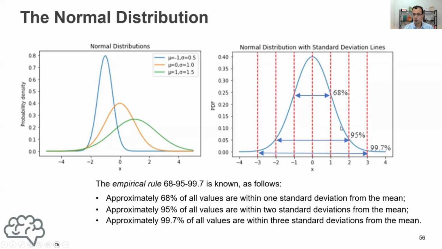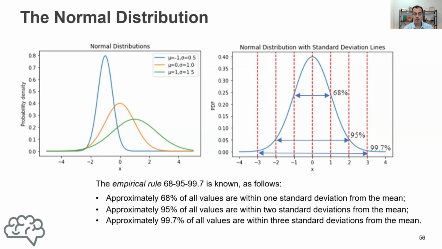If we take the standard normal distribution, we have some interesting properties relating the standard deviation and the number of values that are within these standard deviations. For example, for one standard deviation, we know that 68% of all values fall within this standard deviation. We also know that approximately 95% of the values fall within two standard deviations and 99.7% of the values fall within three standard deviations.